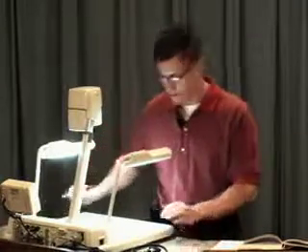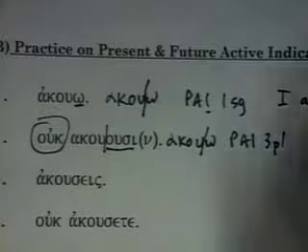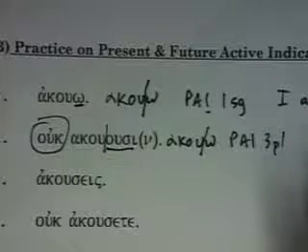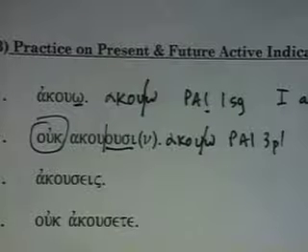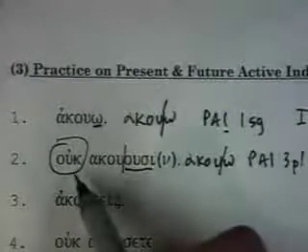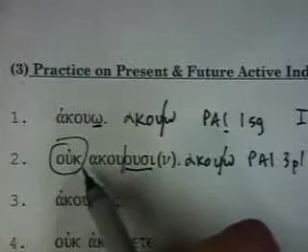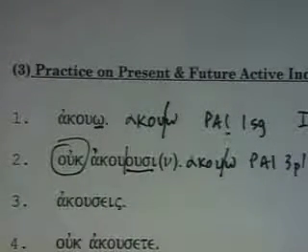The only difference with this particular example is, notice, you've got a negation. So, I am not hearing. You could also say, I do not hear. Notice, you've got the form of ou that has the kappa on the end, because the next word begins with a vowel with a smooth breathing mark. If it were a rough breathing mark, that ouk would have gone to ouch with the chi.